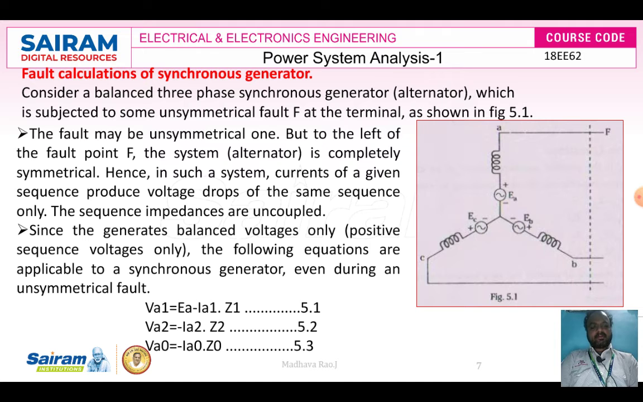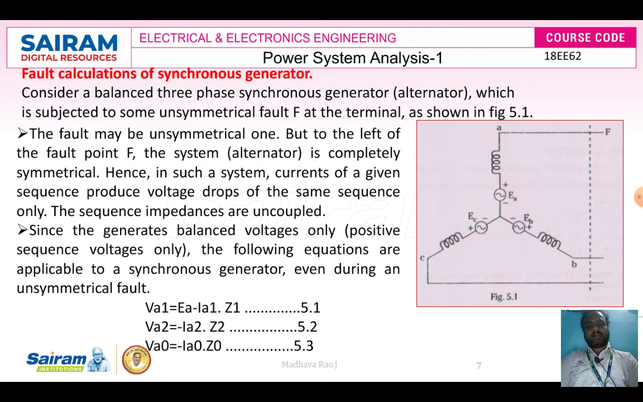This synchronous generator is a balanced generator, so balanced voltages will flow. But due to the fault occurring at only one phase, balanced voltages and balanced currents will not exist. So unbalanced voltages and unbalanced currents will happen. So the fault is an unsymmetrical fault.